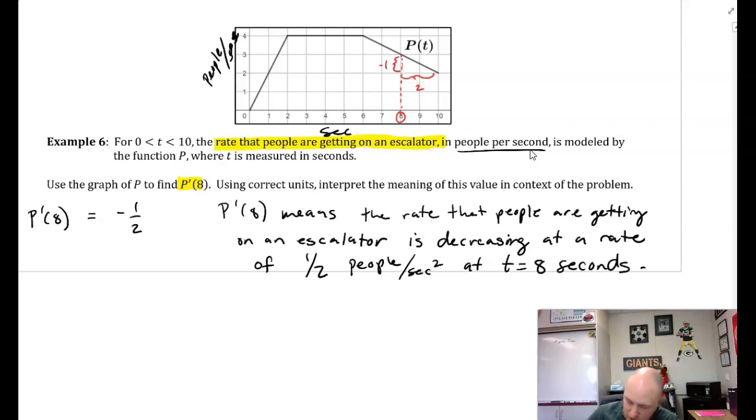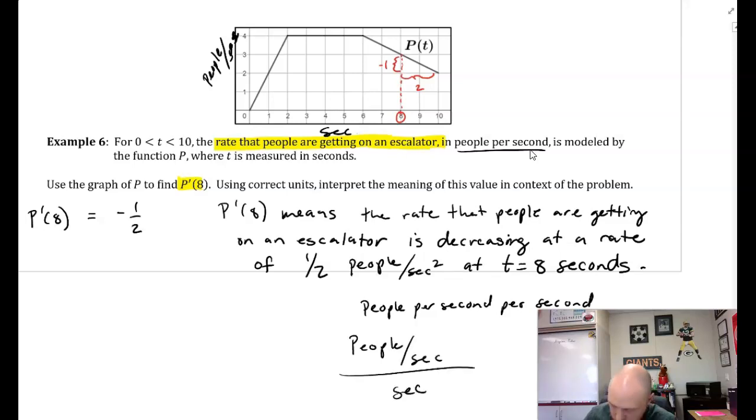Okay. Again, for the units, you could have said people per second per second. You could have said it that way, or people per second squared. But I think this looks cleaner, honestly.